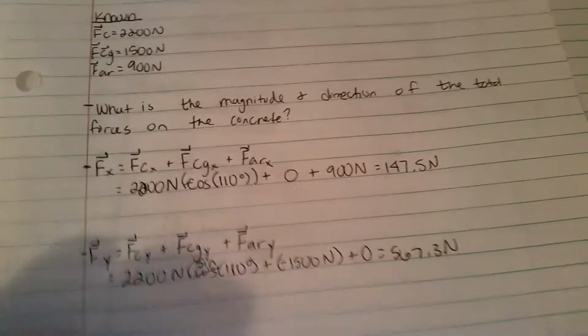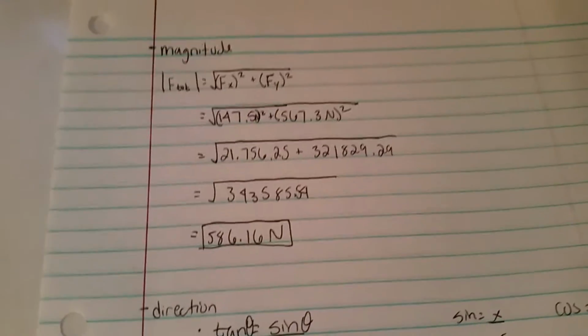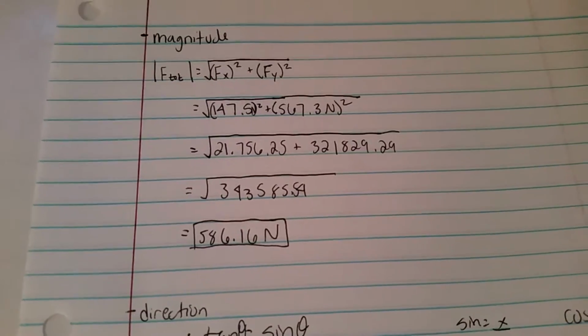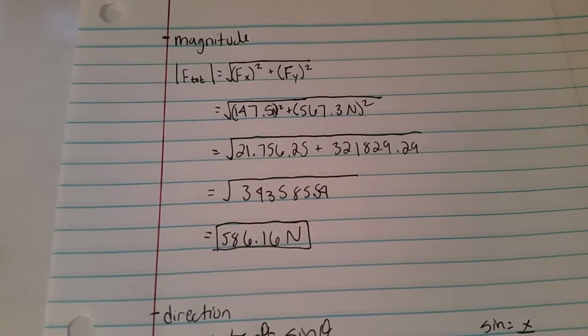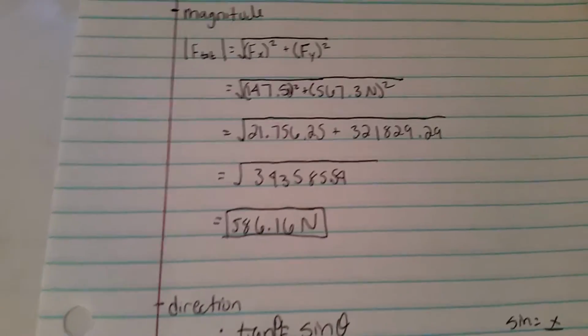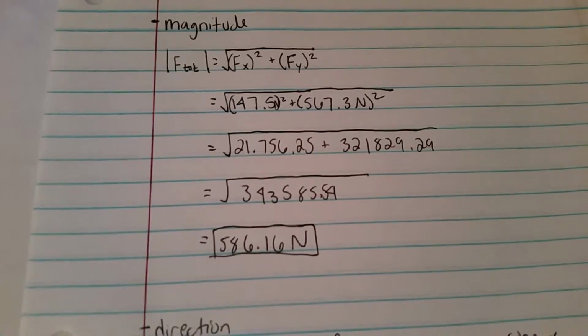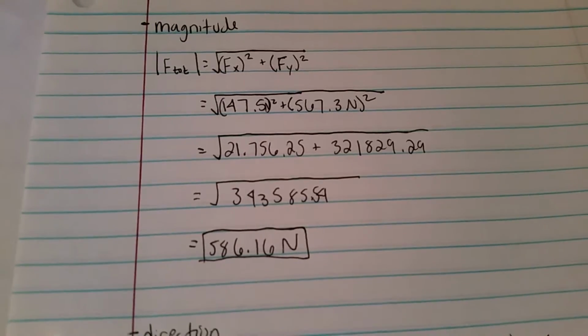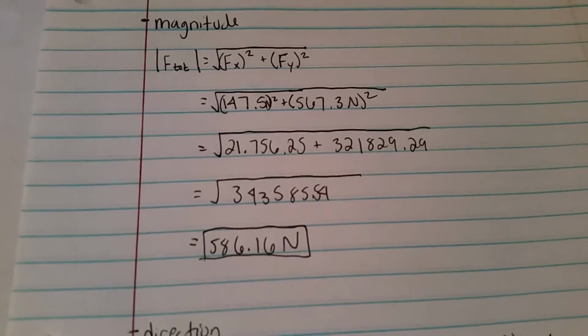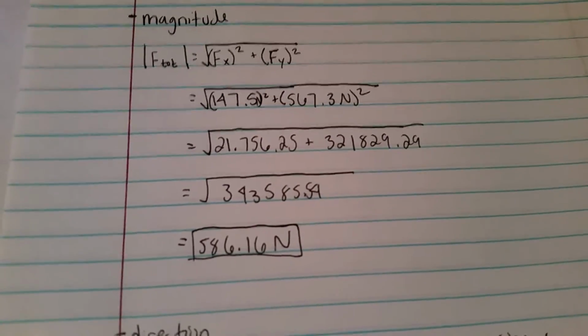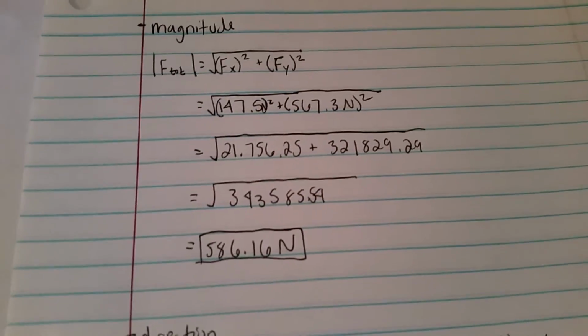From there, what you can do is you can take it and plug it into the Pythagorean theorem. So you take the square root of 147.5 newtons squared plus 567.3 newtons squared, and you would get 586.16 newtons as the magnitude.